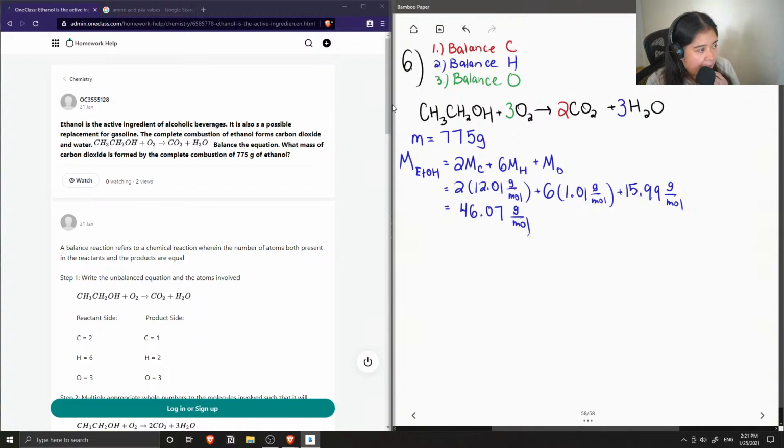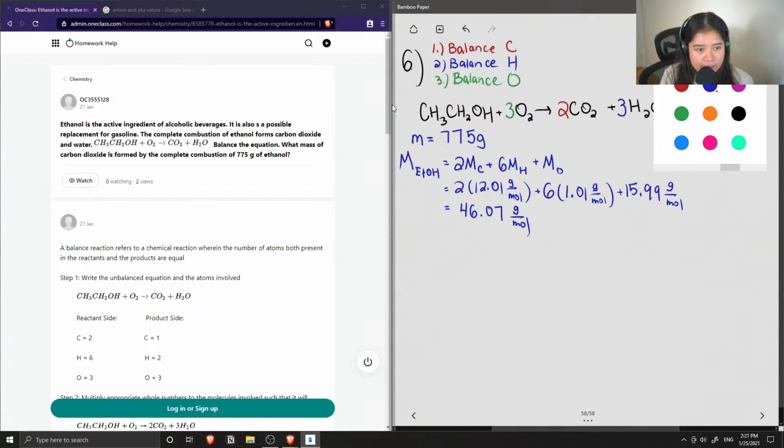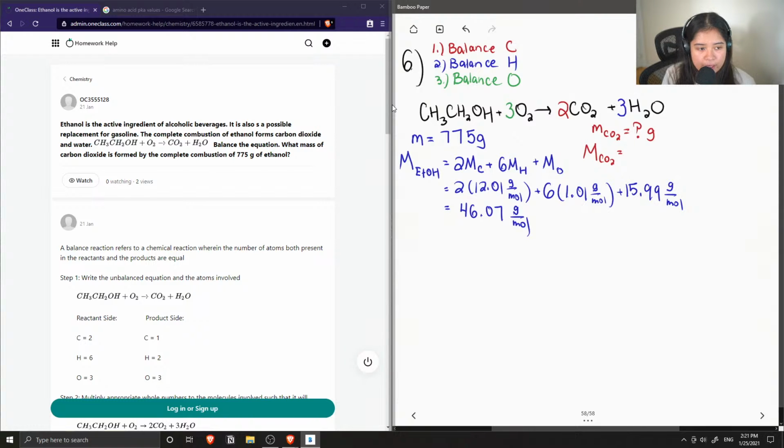Okay, so we are looking for the mass of carbon dioxide. So let me do this in a different color. Mass of CO2 is equal to blank grams. We can also find the molar mass of CO2 using the same method we did earlier. So 12.01 plus 2 times 15.99 gives us a molar mass of 44.01 grams per mole. Okay, so this is everything that we are given in the question.